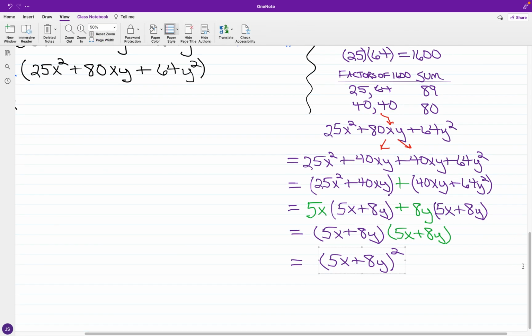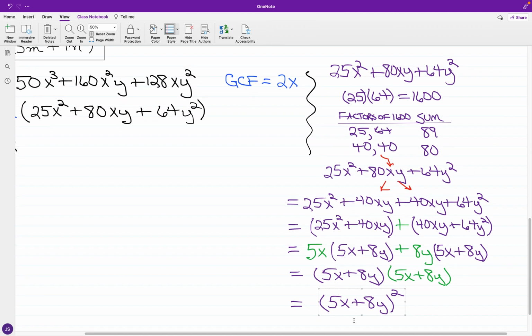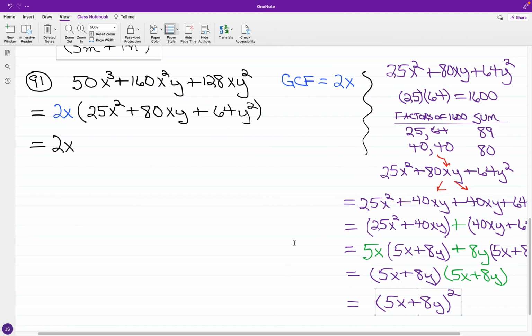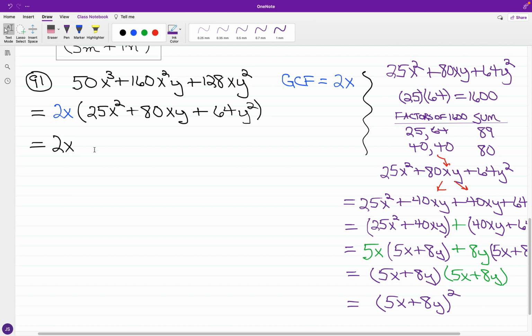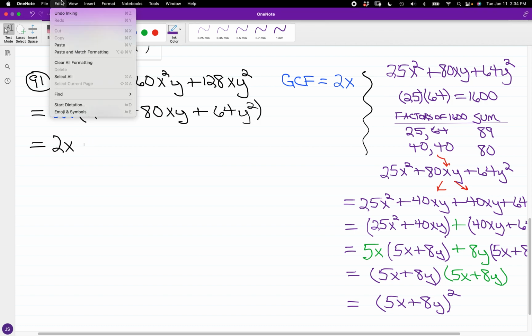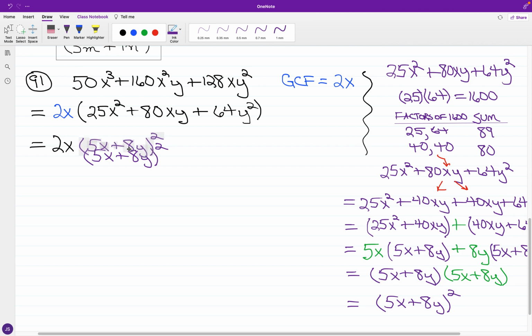Okay, so just going back to the overall picture. Again, with 91, 2x was the greatest common factor, and that was the easy part, just extracting the greatest common factor, and then the large amount of the work comes from factoring this trinomial, and this comes out to the square of 5x plus 8y. So for the final result in this one, we have 2x times the square of the quantity 5x plus 8y.